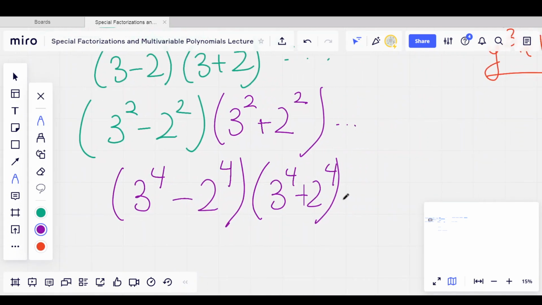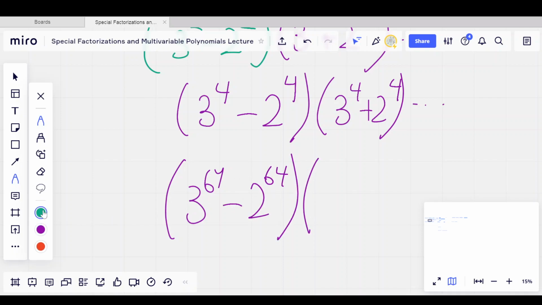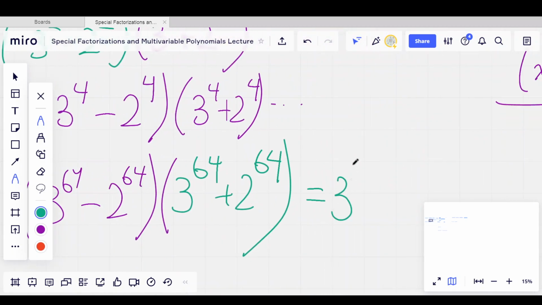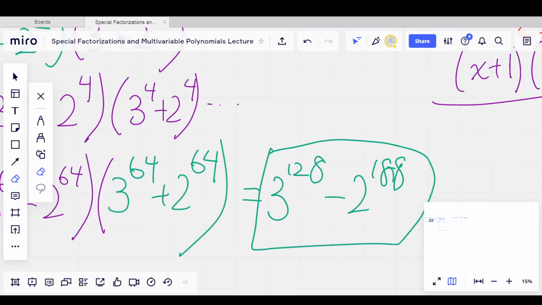It will keep on collapsing because these are all powers of 2. And then finally, when we get to 3 to the 64th minus 2 to the 64th, and then we have the last term right over here. So we have this. We will get our final answer, which is just 3 to the 128 minus 2 to the 128. This might look like an 8, but this is a 2. So again, we can collapse a lot of products using difference of squares.